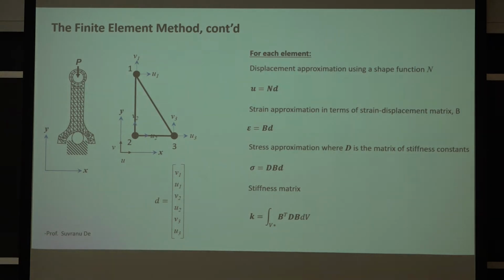And then there's this thing called the stiffness matrix, which is used in finite element analysis to go from the displacement vector to the stress in your model. It's given by this equation here, which is an integral over volume of the strain displacement matrix times the stiffness, over the volume. You integrate over that volume.